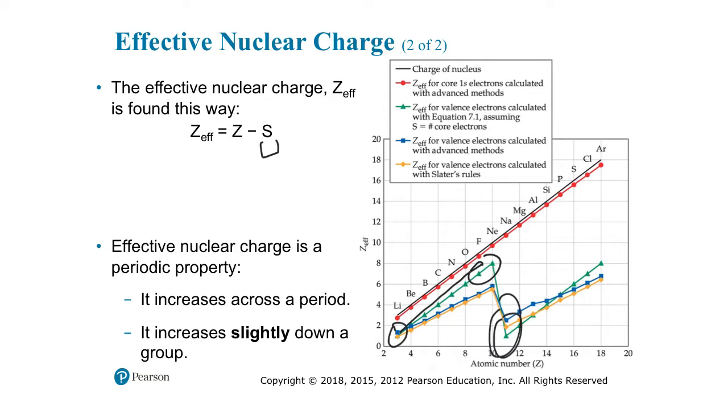But the key is that we get an increase in the effective charge from left to right with really no periodic inconsistency. And we get a slight increase as we go from top to bottom down a group of the periodic table. So we get an increase from left to right that gives us our different behavior of metallic elements on the left side, non-metals on the right side of the periodic table, and then we restart that trend with each new row of the periodic table.